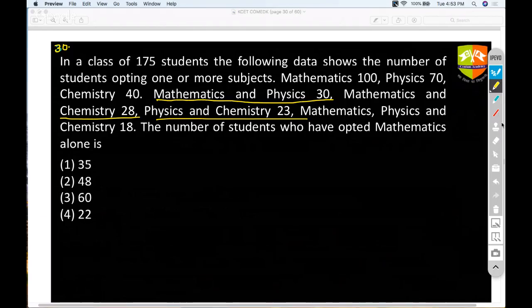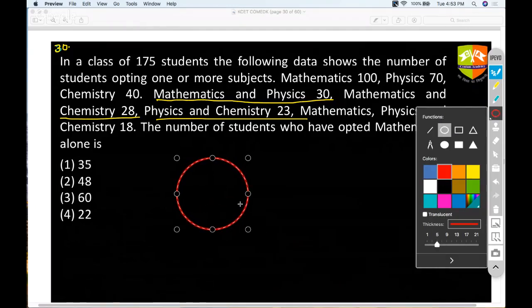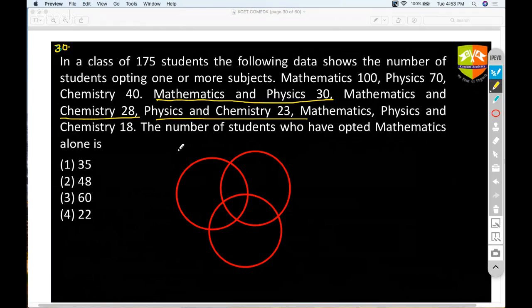Whenever such a problem comes, it is best solved by making Venn diagrams, and we normally start filling from that position where there is a maximum number of overlap. So let us consider this to be your maths, physics, chemistry. Maximum overlap happens here, 18. Now maths and physics was 30, so this has to be 12. Maths and chemistry was 28, so this has to be 10. And physics and chemistry was 23, so this has to be 5.